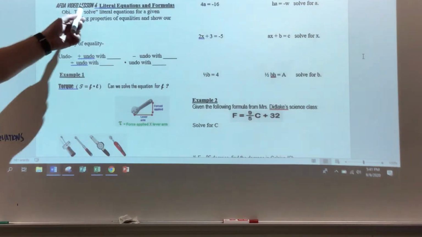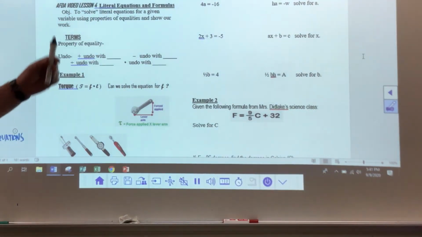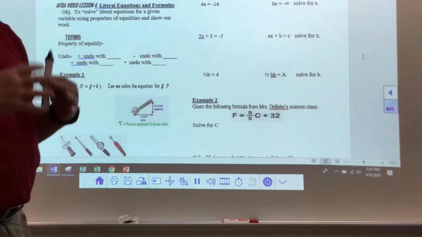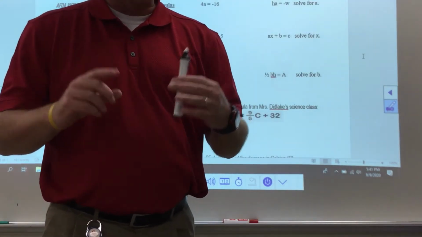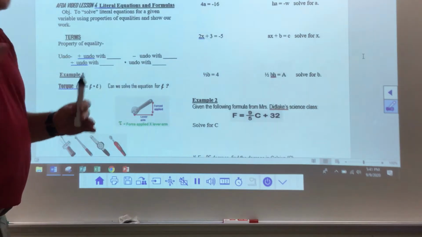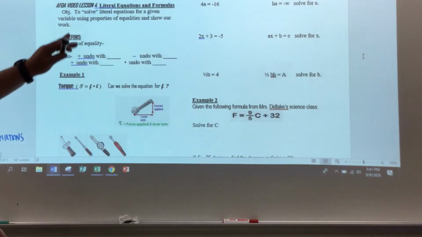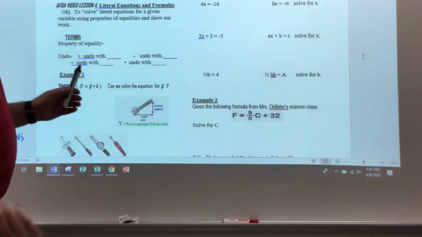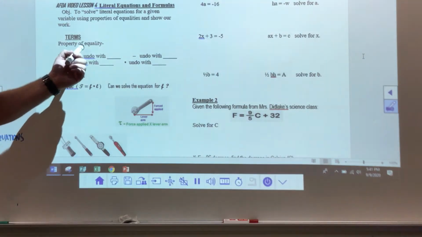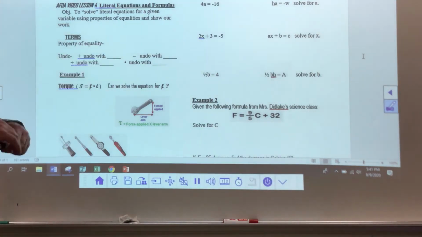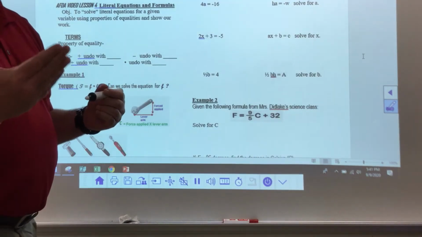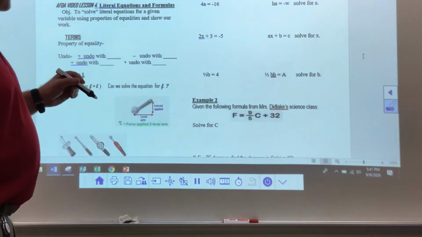As you can see from our title, we're going to be talking about literal equations and formulas. We want to be able to solve these literal equations, hard to say, and show our work. We're going to be solving for a specified variable when we're all done. Some things we're going to use today are the properties of equality. You know about that: what I do to one side, I do to the other side.